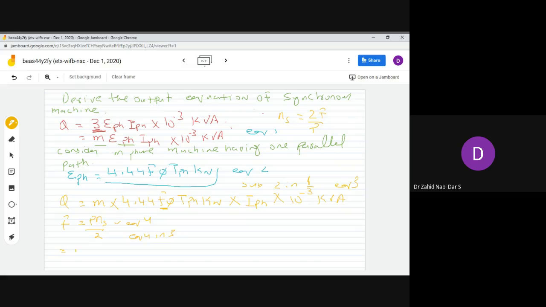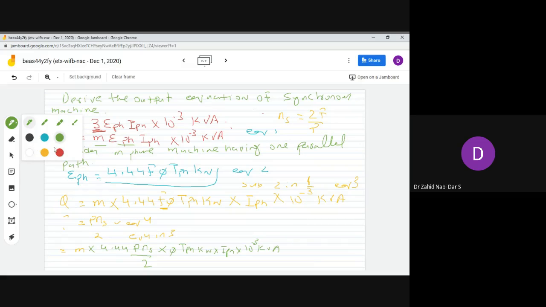So I get one value. This value would be M into 4.44. Instead of F I will write P ns by 2. And I have my phi over here, T phase, Kw, into I phase, into 10 power minus 3 kVA as usual. So this is my value, and the F I got from equation 4 I substitute there.